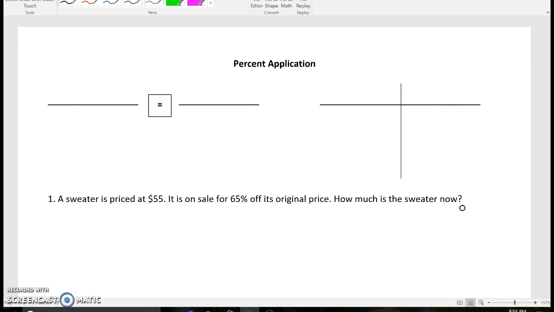So the first thing we're going to do is go ahead and set up our proportion. To set up our proportion, on the left, the top left, we're always going to put what's called the part over the whole. Another way to say it, I'm not meaning to multiply, is "is over of."